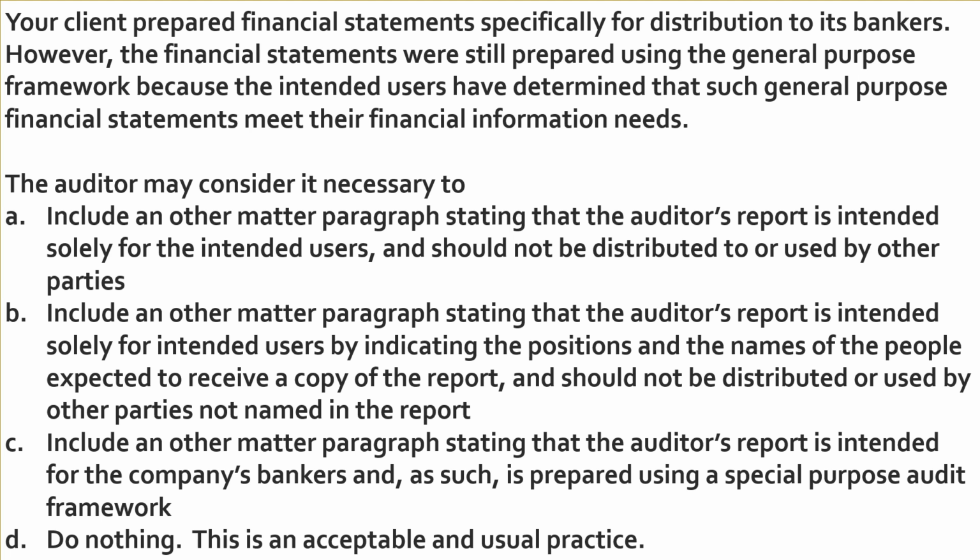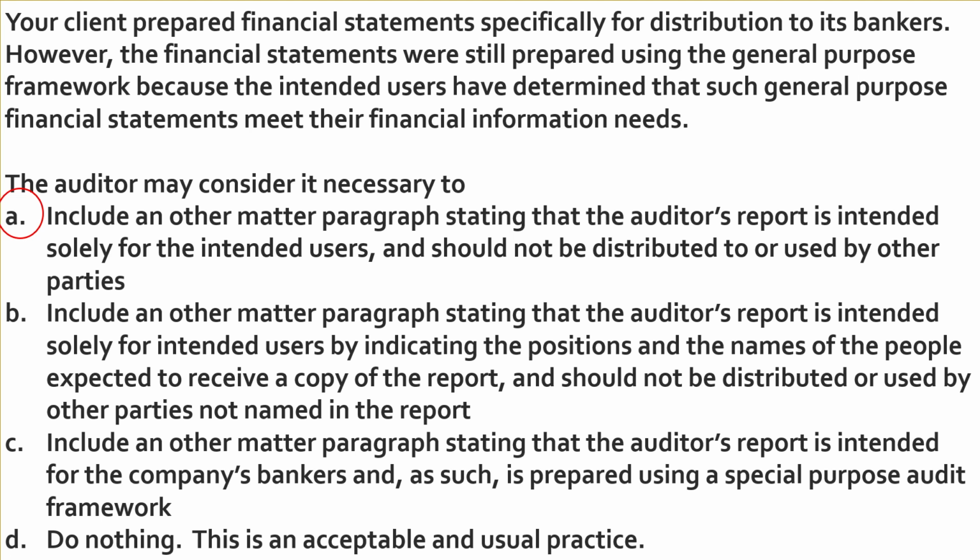Should we state in our other matter paragraph that it is intended solely for the intended users and should not be distributed or used by other parties? Or must we name the intended users by indicating their positions and names of people expected to receive a copy of the report? In this case, the auditor should only include an other matter paragraph stating that it is intended solely for the intended users. We are not going to name the people we expect to receive the report.